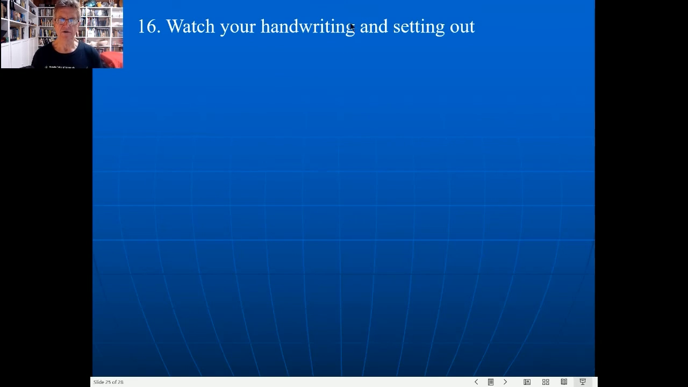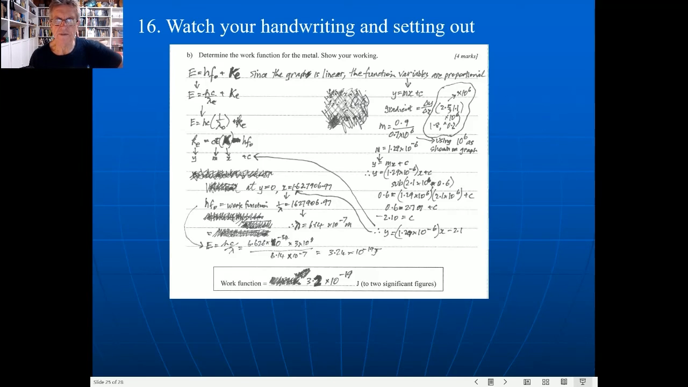Okay, what about handwriting and setting out? This is a bit tricky. Some handwriting's really hard to read. Now I've made one up. This is not a copy of anything in the student's work. I've just made one up just to show you the problems you can face as a writer, as a marker. So I made it clear this is not a screenshot of actual student work. That's my handwriting, just to show the point.